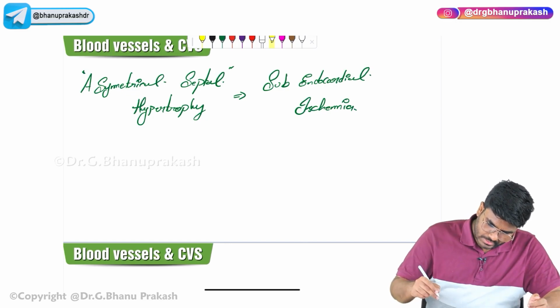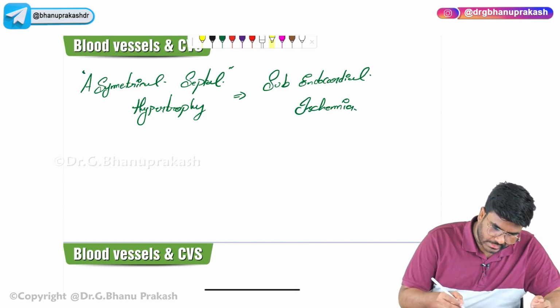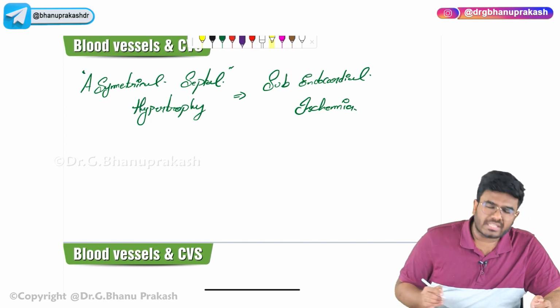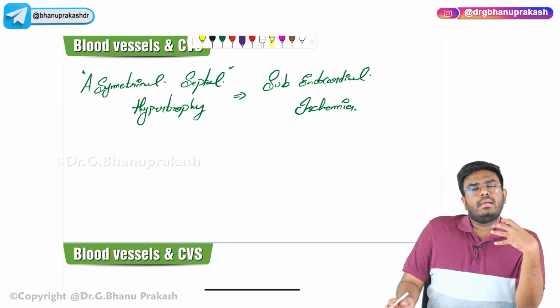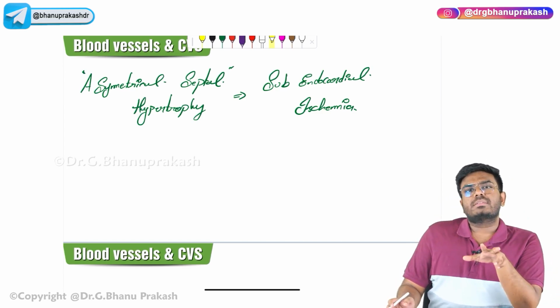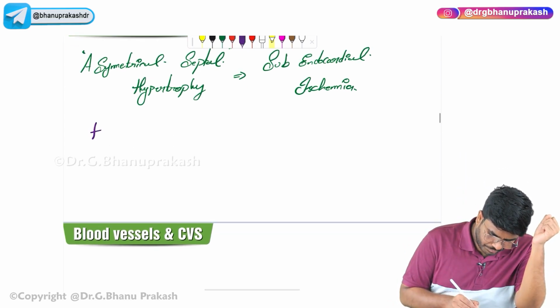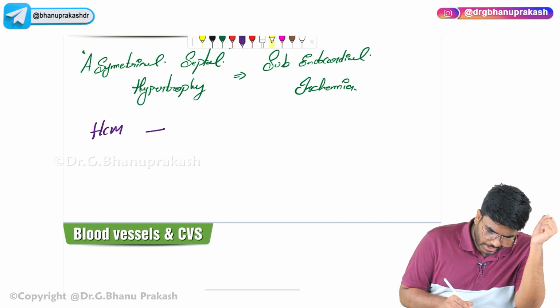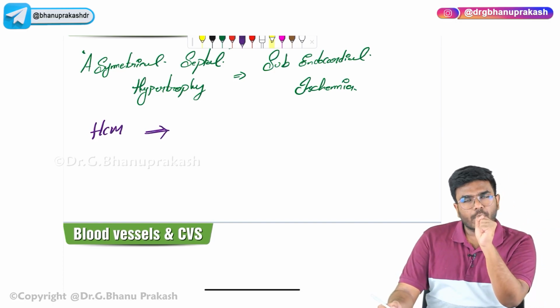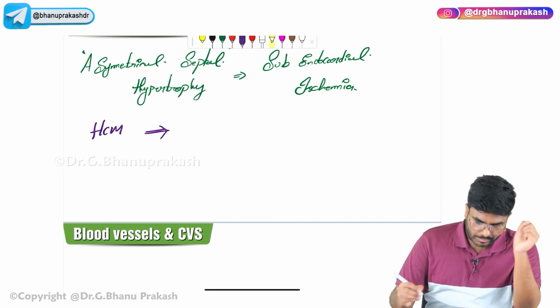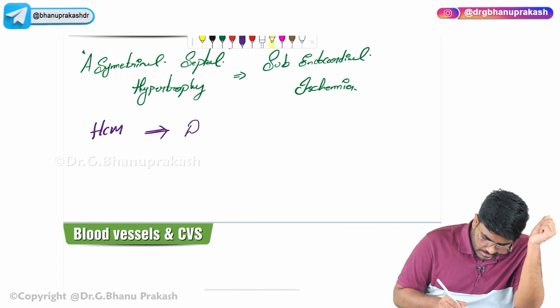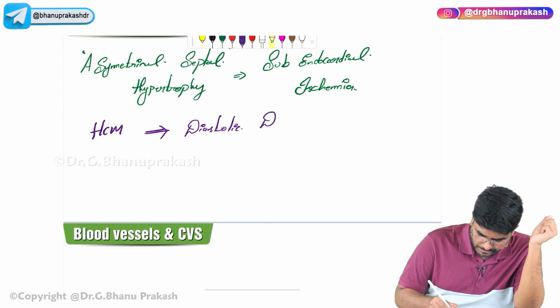Okay. Next, what else you should know is, imagine a person is having this hypertrophic obstructive cardiomyopathy, HCM. He is going to have what kind of problem mainly? Systolic problem or diastolic problem? The main problem in this condition is diastolic dysfunction.